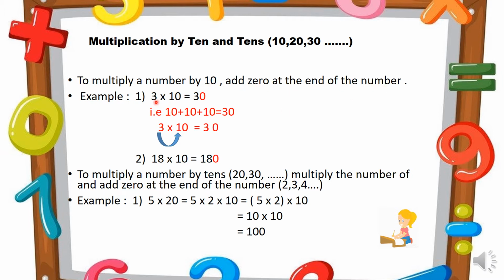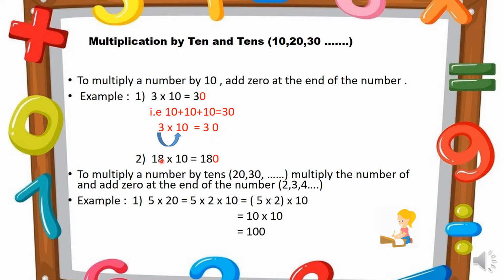That is, 3 multiplied by 10 is equal to 30. 3 times 10 means you have to add 10 three times. When you add 10 three times, you will get 30. Another way of doing this sum is 3 multiplied by 10. First, you need to multiply the numbers. 3 ones are 3 and the 0 you have to put at the right end.